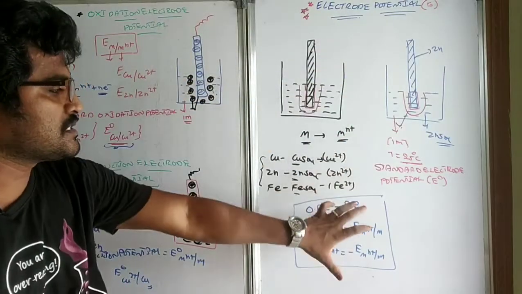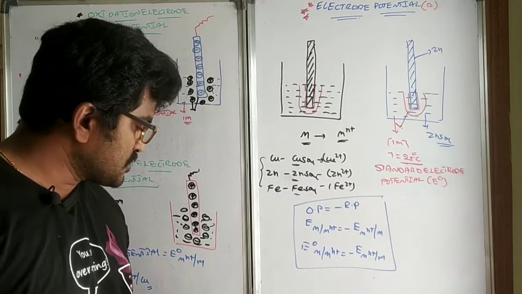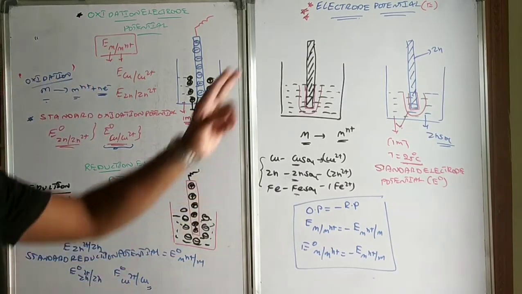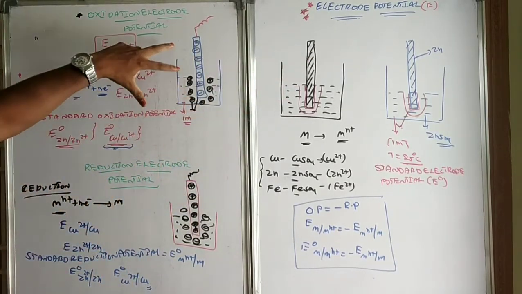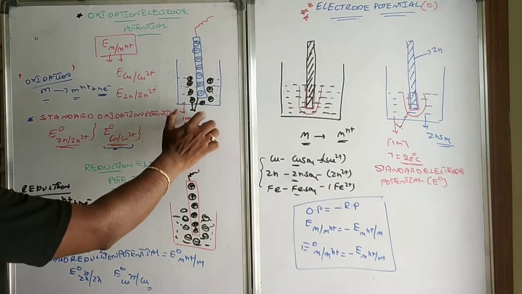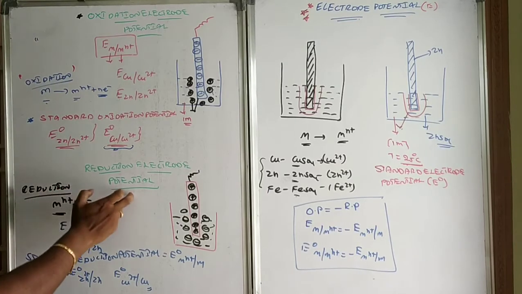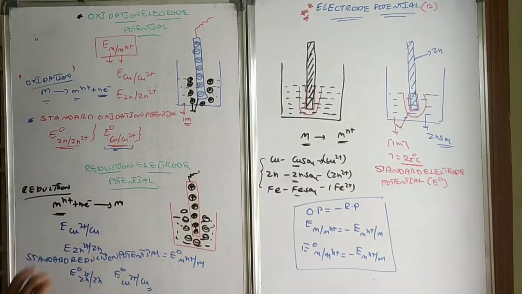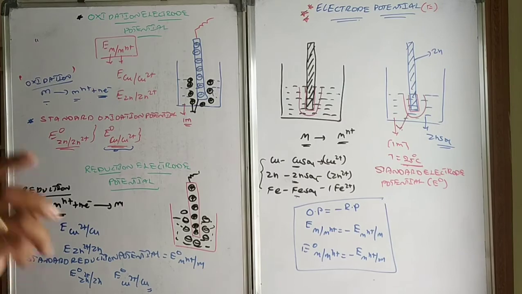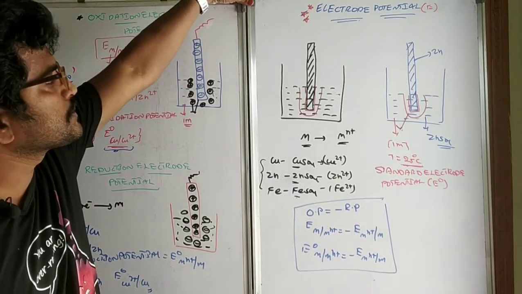Like that, we should understand electrode potentials. Hope you understood this. So what is an electrode potential? Mostly oxidation takes place at the anode, so the anode will be negatively charged, and reduction takes place at the cathode, so the cathode will be positively charged in the electrochemical cell. That's why I have taken these things.